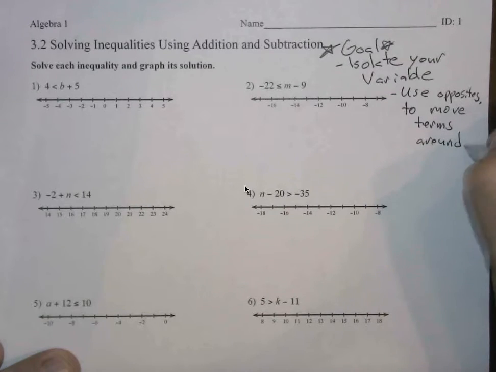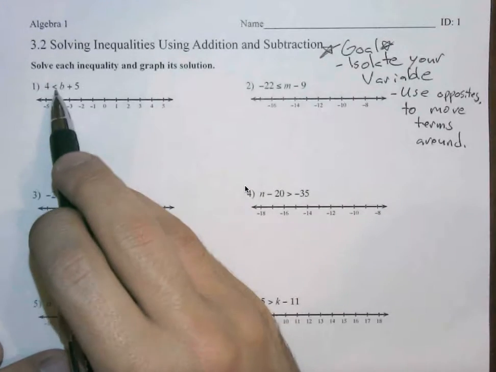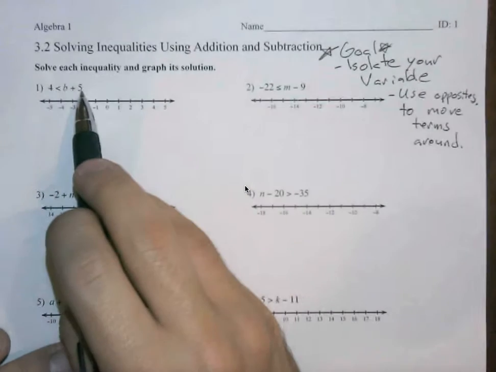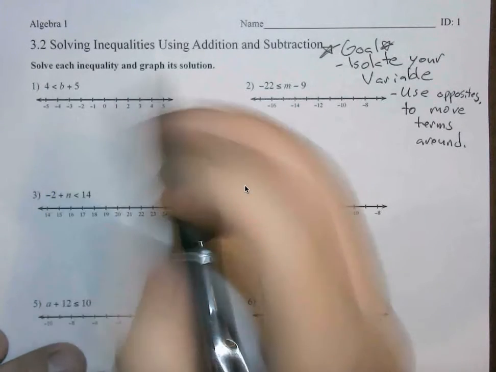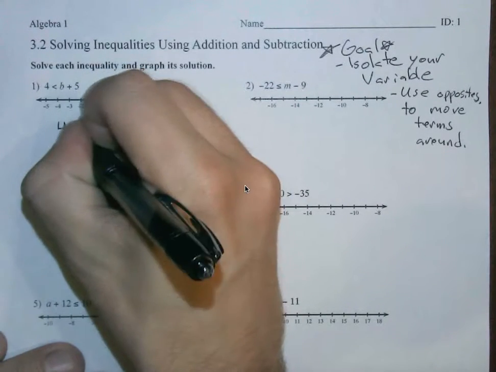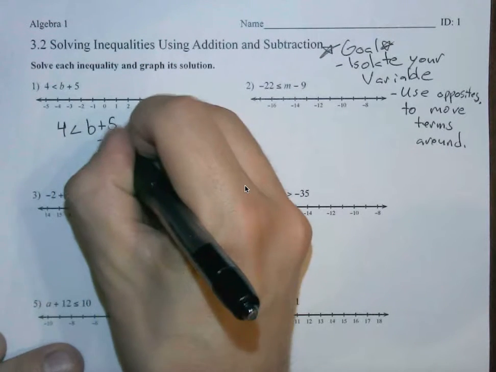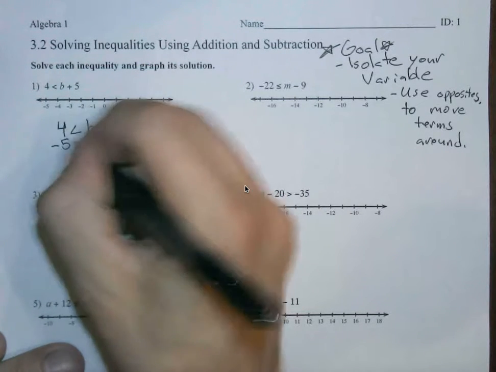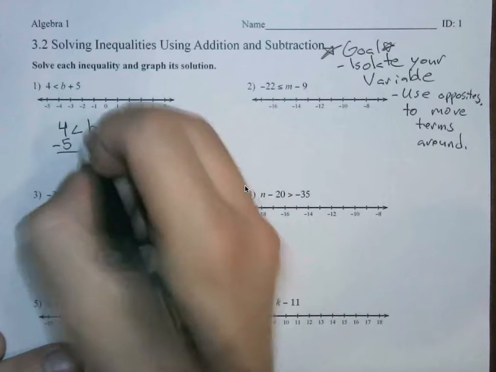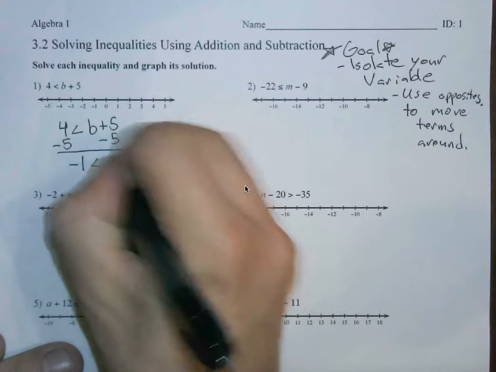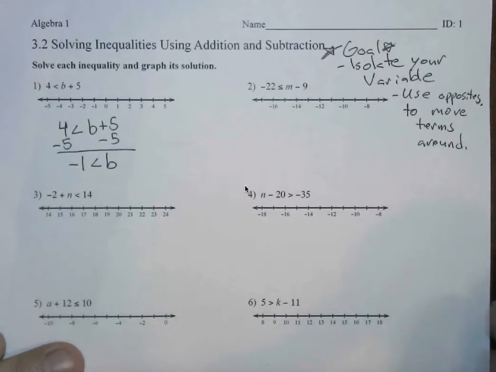For the first example, we see that we have 4 is less than b plus 5. Our b term is what we're trying to isolate. I'll rewrite this. So 4 is less than b plus 5. We can deduct 5 on both sides. 4 minus 5 is going to leave us with -1, where this is less than b.